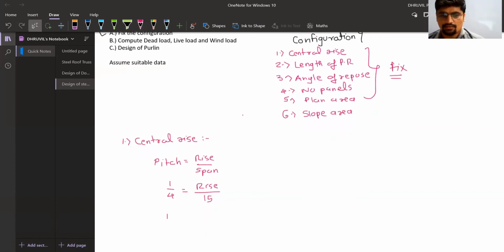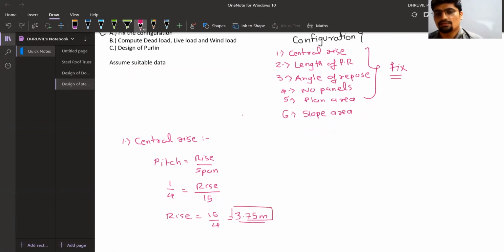So rise is equal to 15 by 4. If we use the calculator, 15 divided by 4 is 3.75 meter. Okay, our rise will be 3.75 meter.